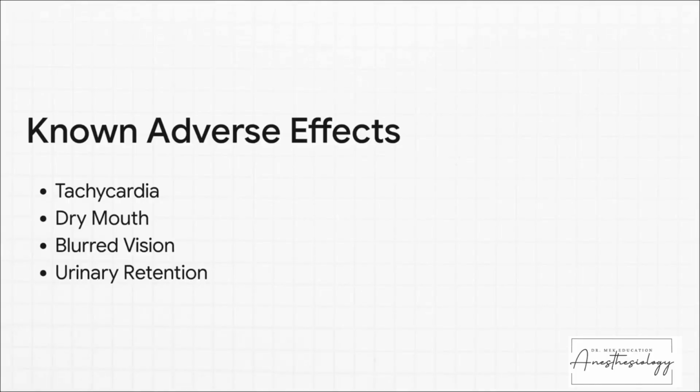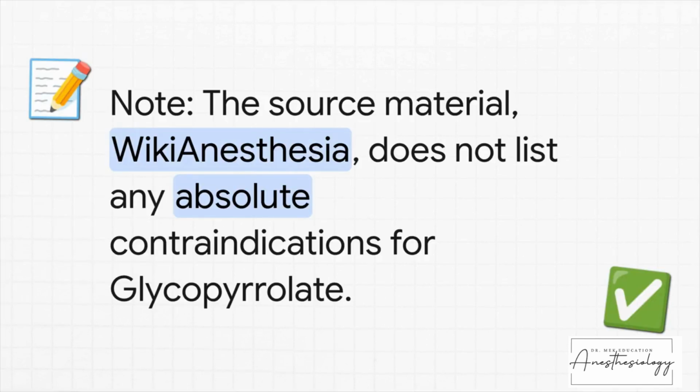The adverse effects are a direct extension of its anticholinergic mechanism, so they're quite predictable. We should anticipate and monitor for tachycardia, a very dry mouth, some blurred vision, and also the potential for urinary retention. Now, it's important to point out that our source material, Wiki Anesthesia, does not list any absolute contraindications for using glycopyrrolate. That said, sound clinical judgment and caution in specific patient populations are, as always, warranted.